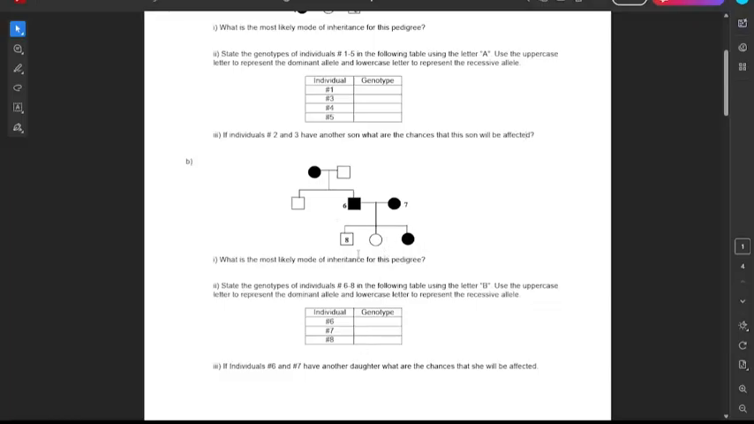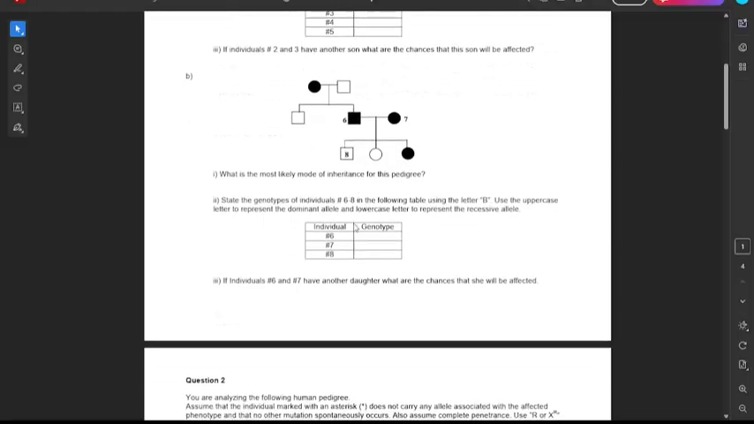And then number 8, it's a recessive, because this was a dominant trait and they're not affected. That means that he has 2 small b's, which is pretty simple.